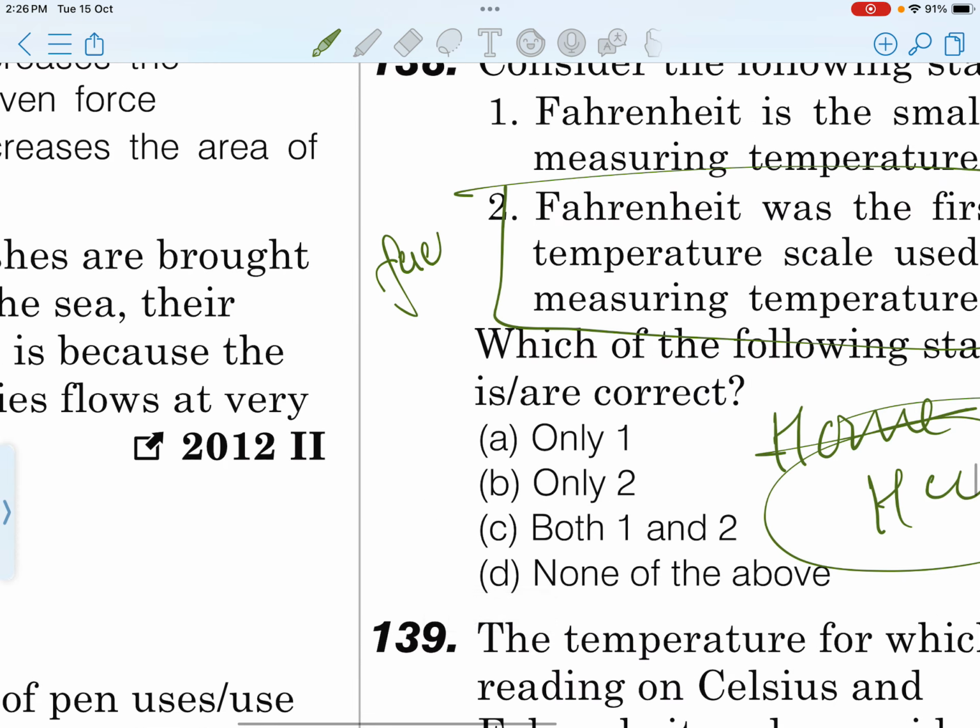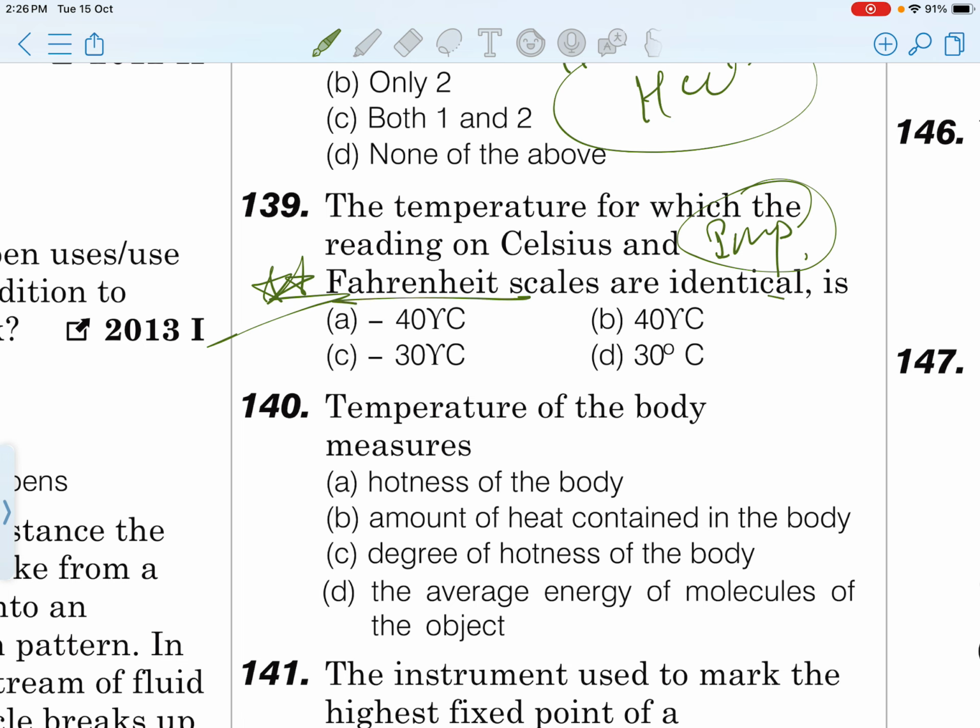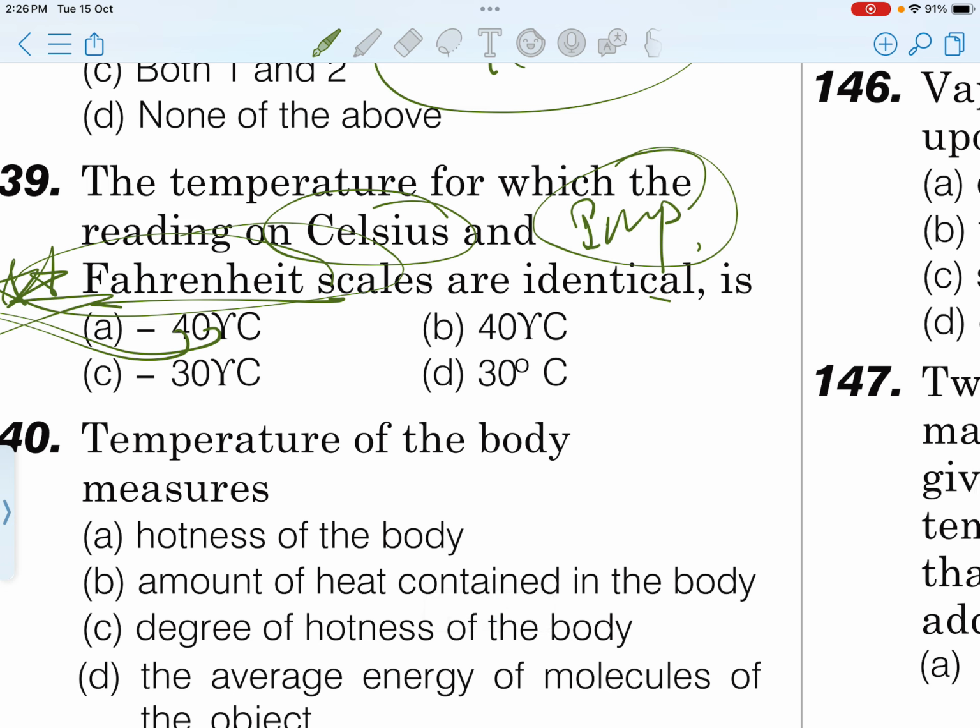The temperature for which the reading on Celsius and Fahrenheit scales are identical. This is a very important question. It means at what temperature both the Celsius scale and Fahrenheit scale coincide. So this answer is minus 40 degrees because I have already memorized it. You should also memorize it: at minus 40, the Celsius scale and Fahrenheit scale are identical.